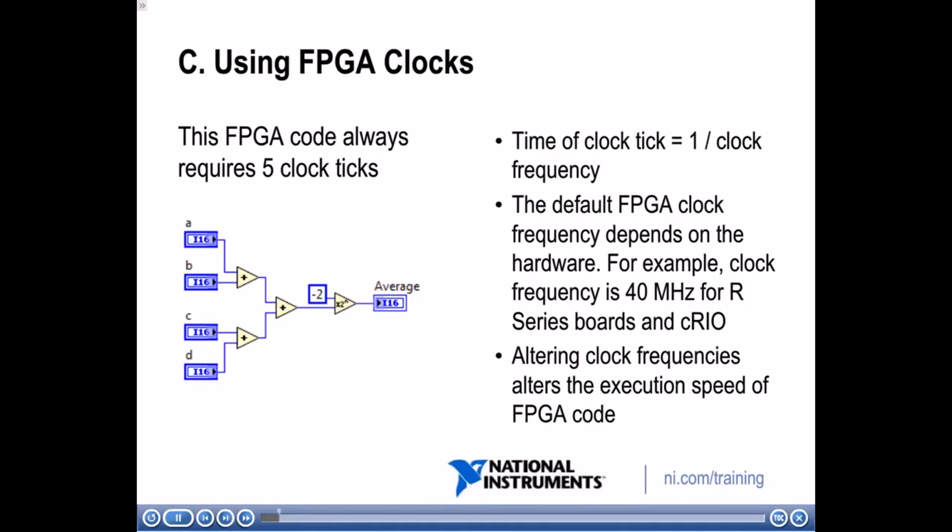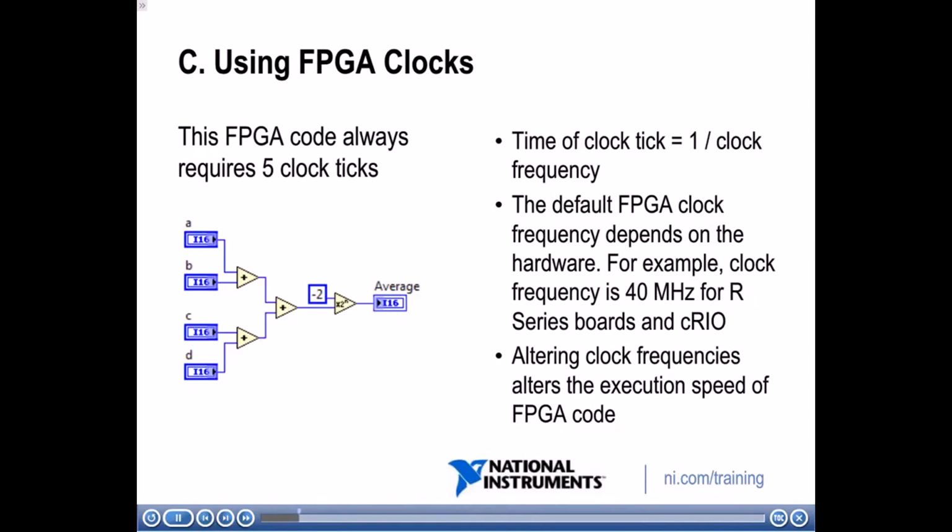Okay, so let's talk about using FPGA clocks. So if we take a look at this code on the left, that code, if it's outside of a single cycle time loop, is going to require 5 clock ticks. Okay, so no matter what, that code will always require 5 clock ticks. However, how long does 1 clock tick take? So how many seconds is 1 clock tick? Well, if you look at the time of a clock tick, it equals 1 divided by the clock frequency.